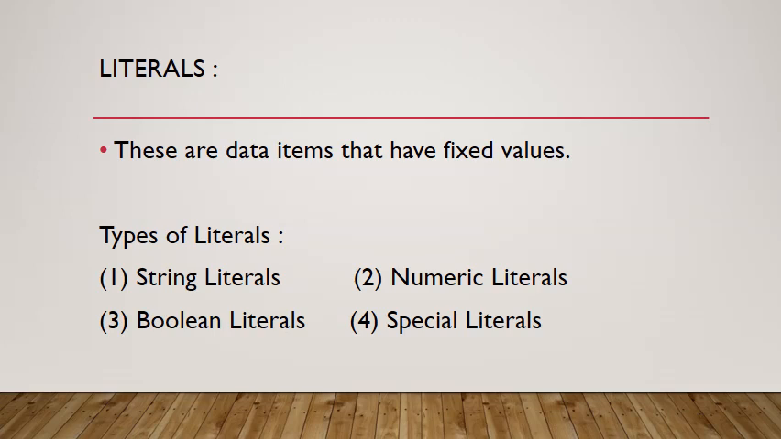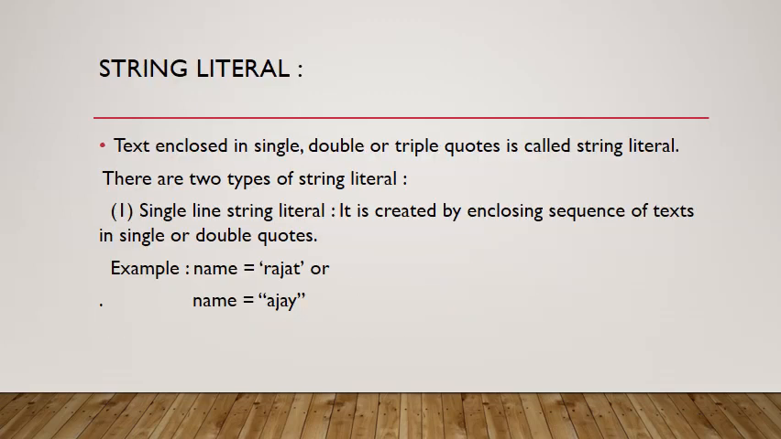Our next topic is literals. These are data items that have fixed values, as you know, like constants. Any item which has a fixed value is called a literal. There are 4 types of literals. First is string literals, second numeric literals, third is Boolean literals, and fourth is special literals. First literal is a string literal.